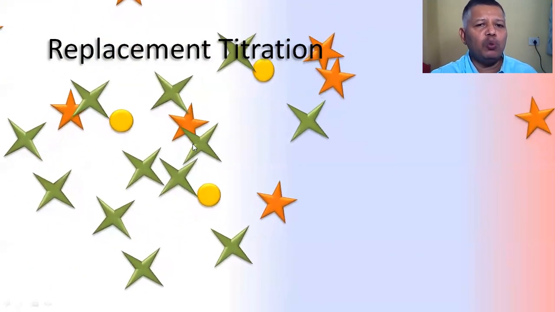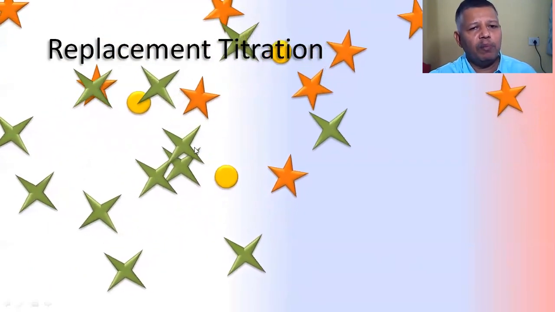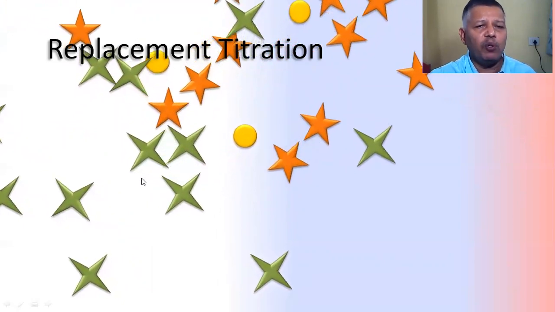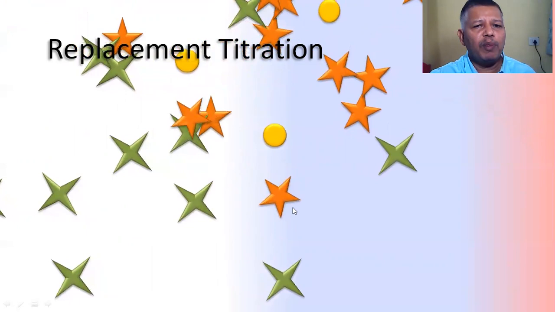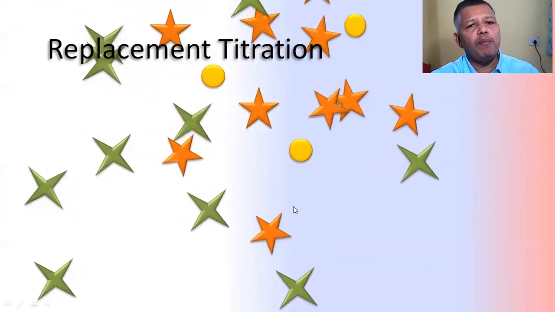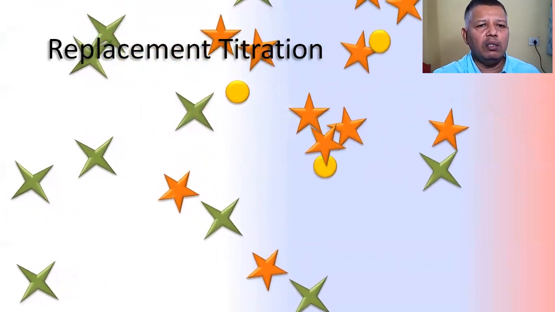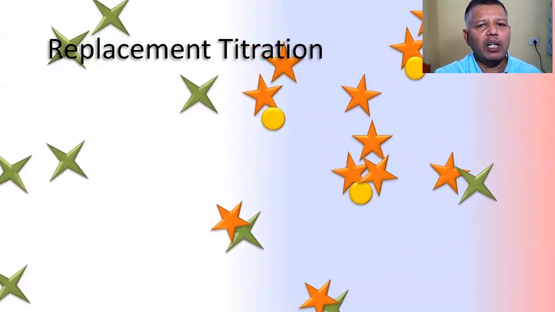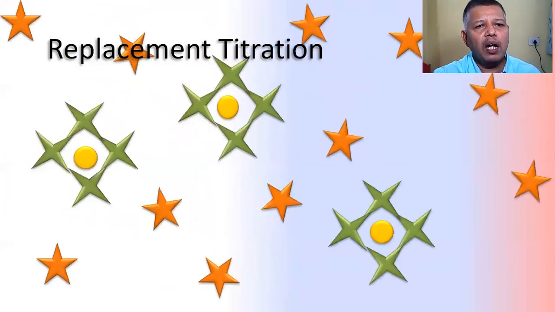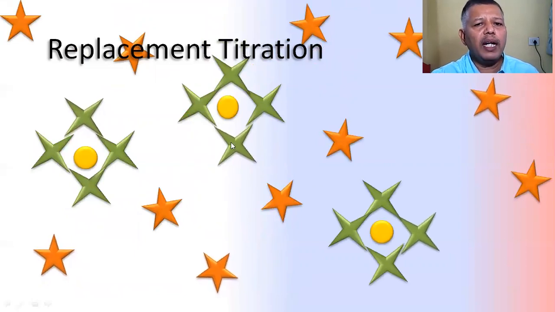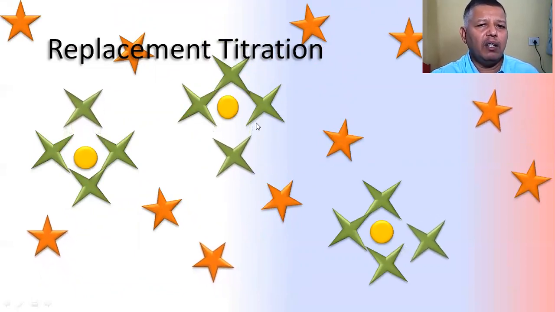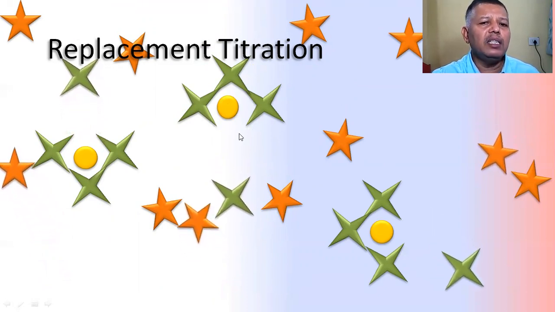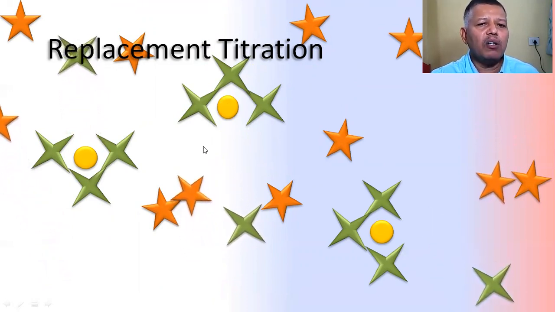Now, suppose these two types of ligands are there. From the green type of ligand, we can find out how much is removed, and from the orange type of ligand, how much is consumed. From both, we can find out the replacement titration. That is a complexometric titration where one can find out the metal ion concentration. In another method, one ligand gets replaced by another ligand, and from this complex, this ligand is replaced by this ligand, and we see how much ligand gets consumed.